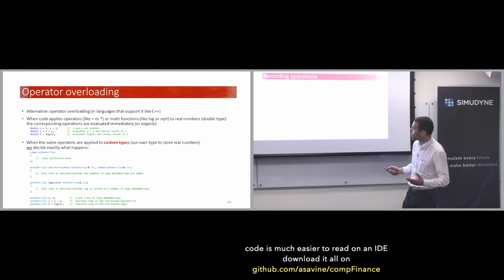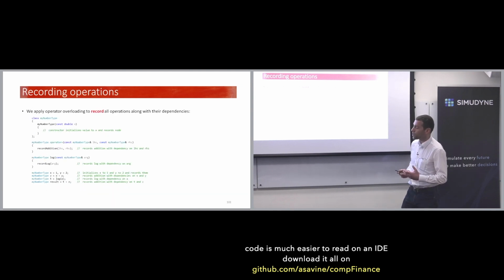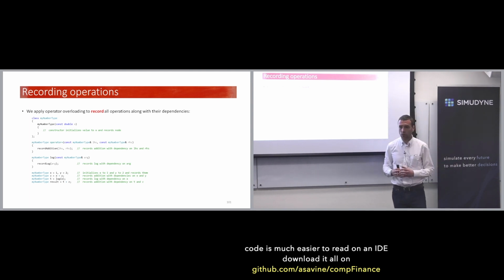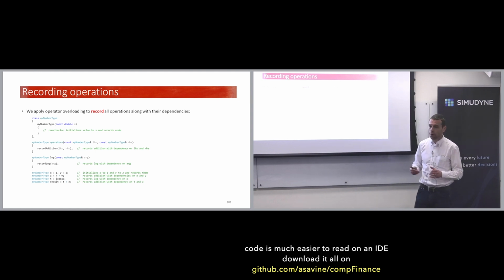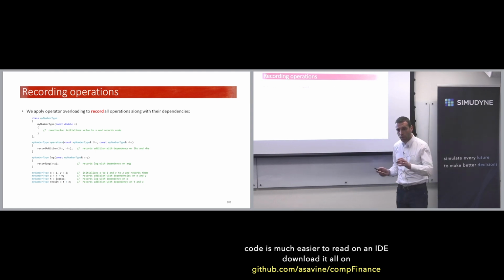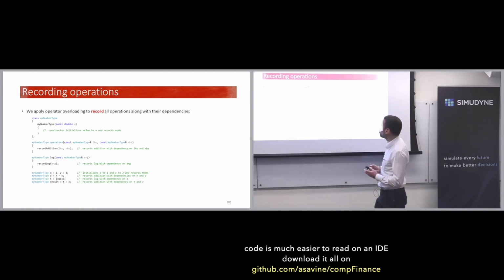And what are we going to do? Well, remember, we want to establish a calculation graph. We want to establish the sequence of operations that happen in a large calculation so that we can backpropagate through it and find derivatives. Well, what we are going to do is to overload operators so that they record all operations along with their dependencies. And that recording will give us the calculation graph.